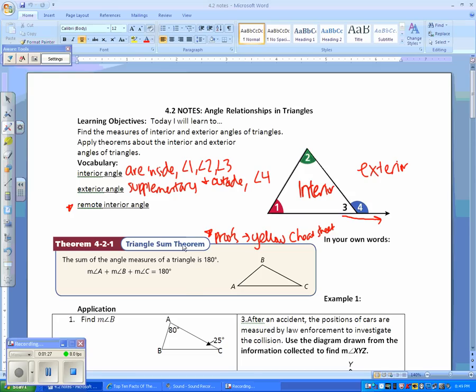Basically, the triangle sum theorem, sum means we add, right? So if you add up angle A, angle B, and angle C, in every single triangle that exists in the entire world, they're always going to add up to equal 180 degrees. So if I was going to write a note to myself, I would write: all angles add up to be 180 degrees in a triangle.